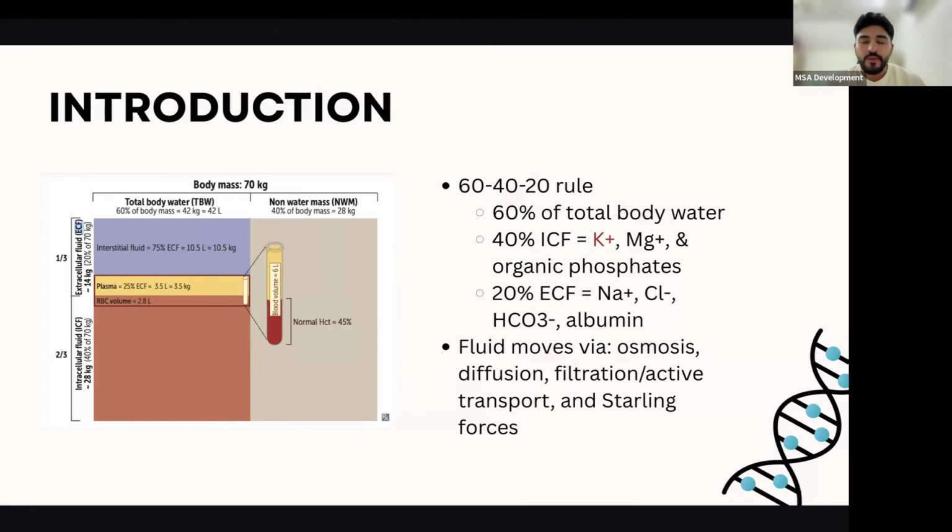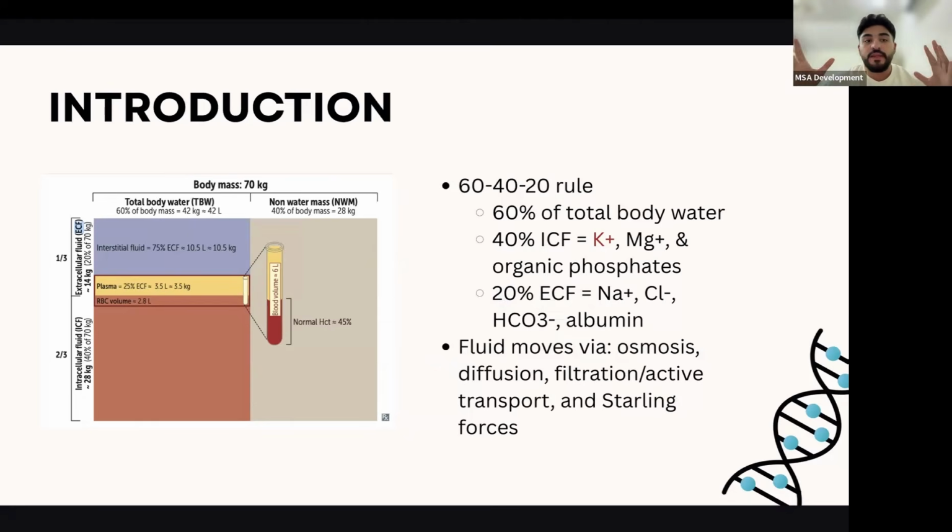All right. When we're talking about fluids in the body, you need to understand the 60-40-20 rule, which is that body mass is made up of water 60%. 40% of these 60% is intracellular fluid, so it is within the cells. And it's very important that you know potassium is inside the cell, magnesium as well, and some organic phosphates. I'd only stress on potassium. And 20% is extracellular fluid, like sodium, chloride, bicarb, and albumin.